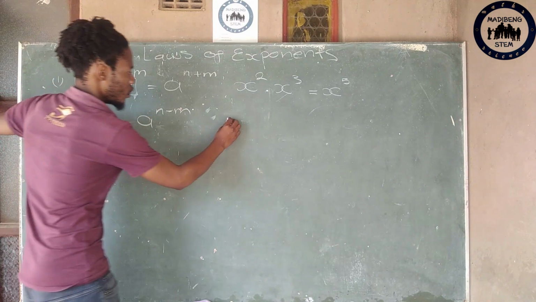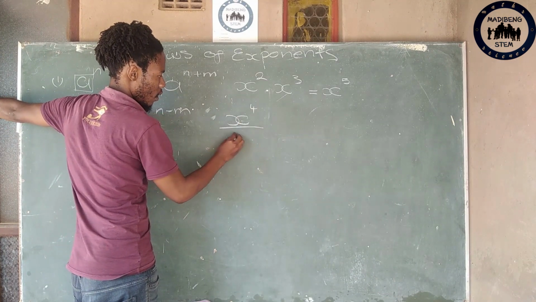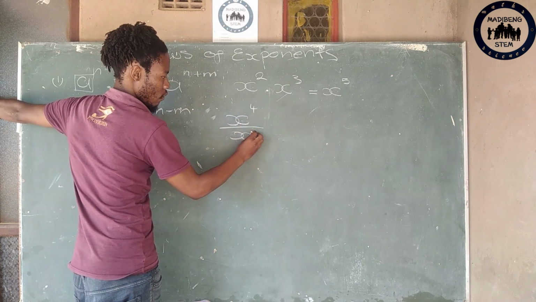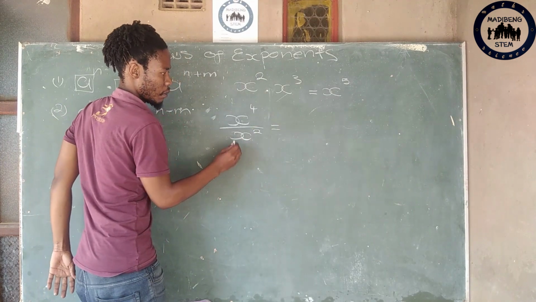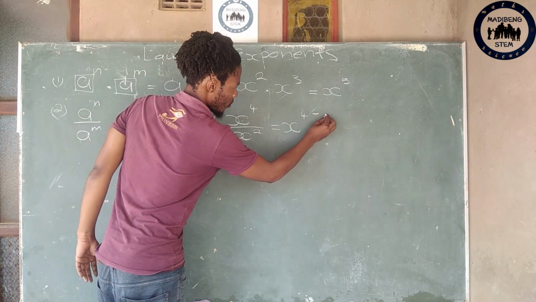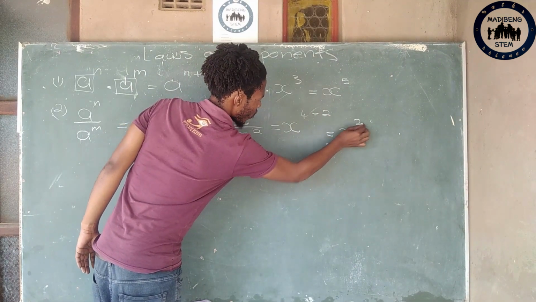So when we deal with x, it's x to the power 4 divided by x to the power 2. So when you divide powers of the same base, you subtract your exponents. It's 4 minus 2, which is equal to x to the power 2.